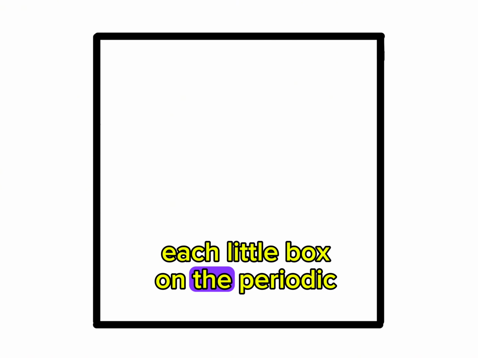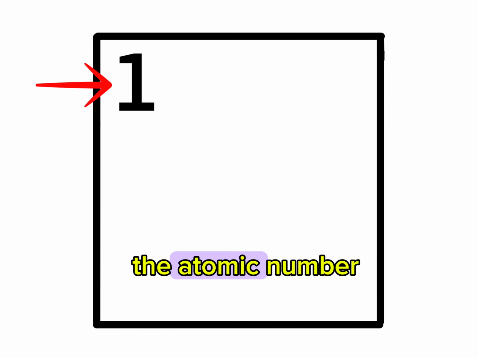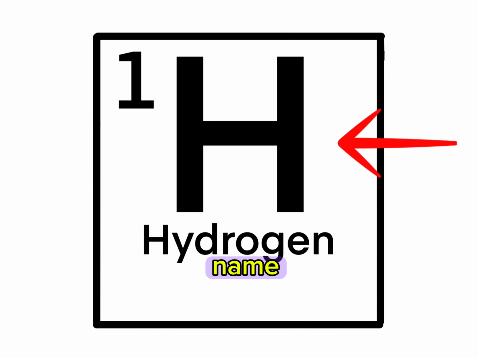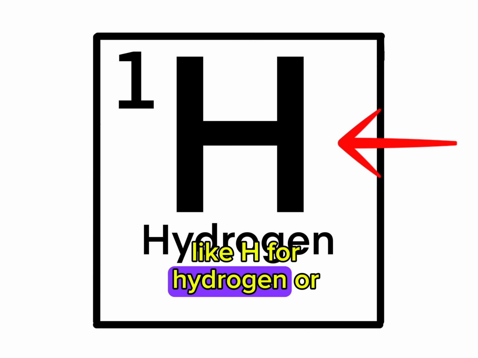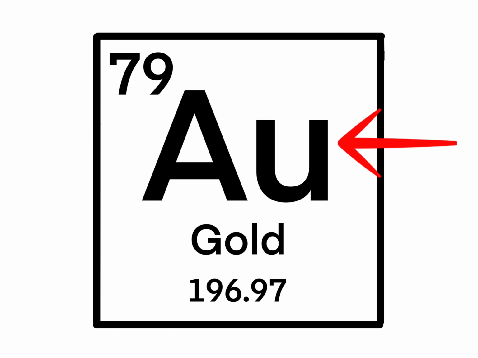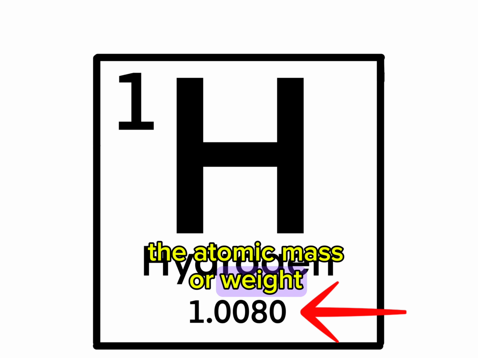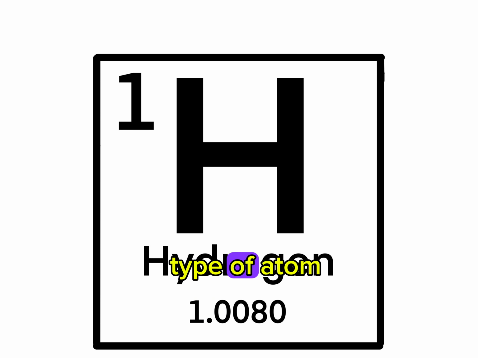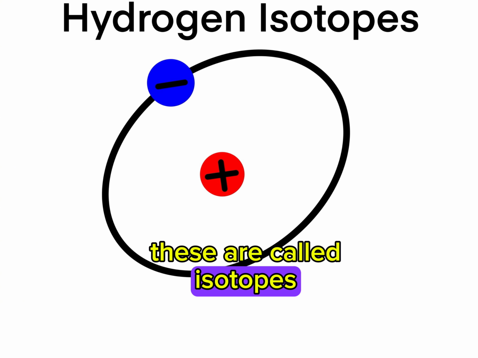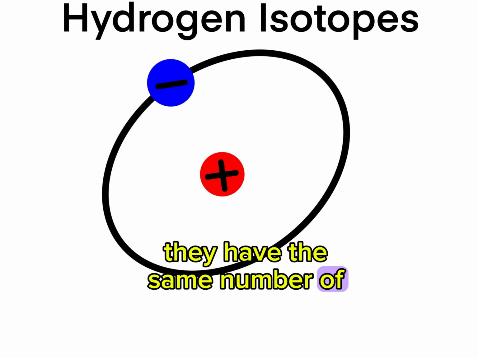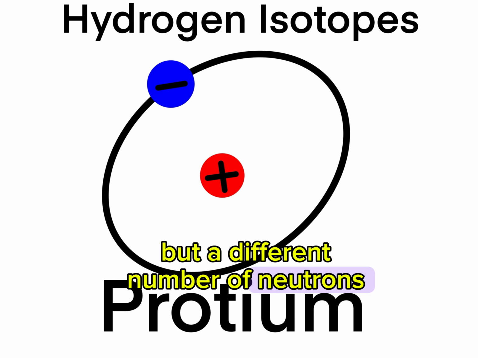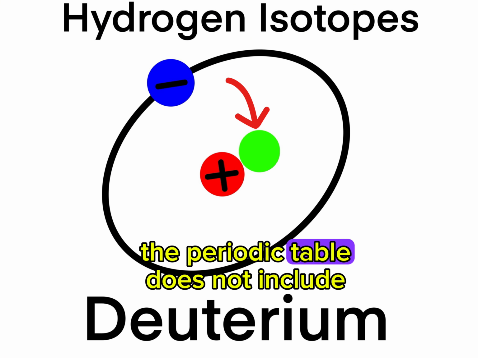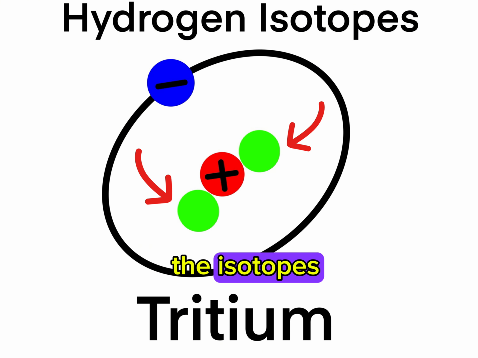Each little box on the periodic table shows the atomic number, the chemical symbol, 1 or 2 letters for its name, like H for hydrogen or Au for gold, and the atomic mass or weight, how heavy the atom is. Some elements have more than one type of atom. These are called isotopes. They have the same number of protons, but a different number of neutrons, so some are heavier. The periodic table does not include the isotopes.